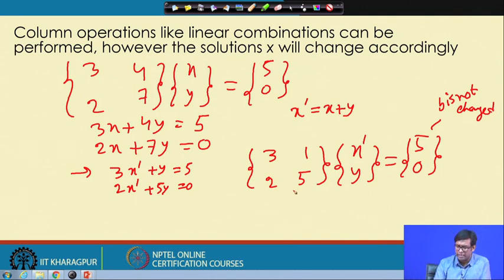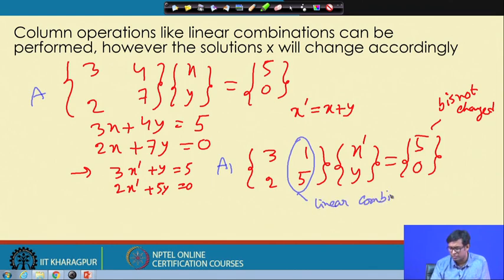and the second column, so this is say A and this is A1. The second column of A1 is a linear combination of the columns of A. What is [1; 5]? We can find it. This is basically this column minus this column, [1; 5].